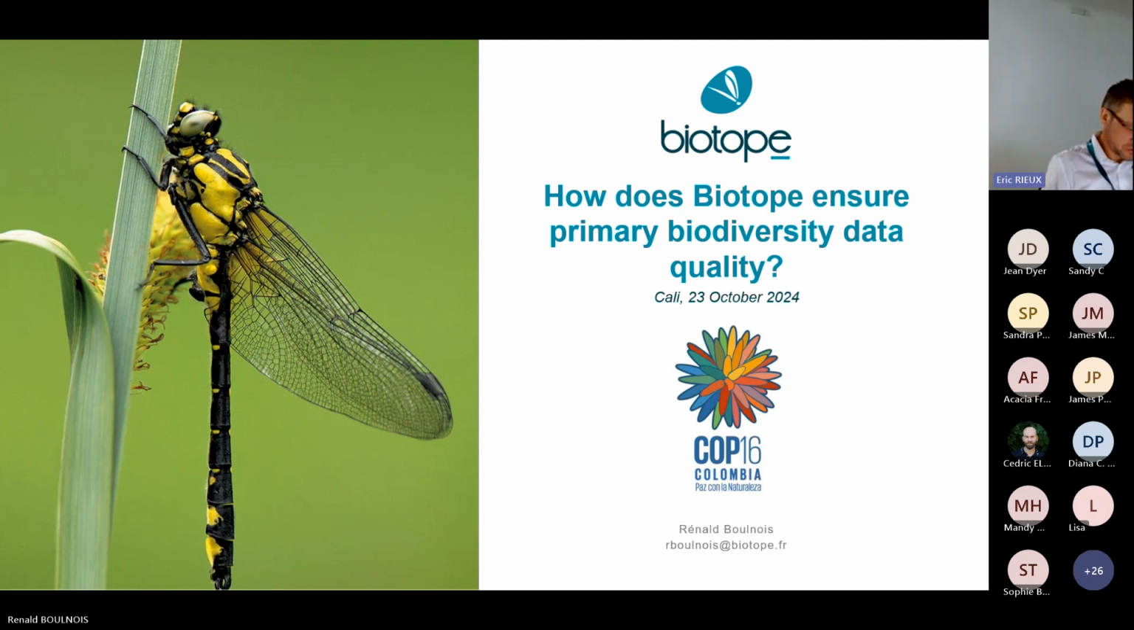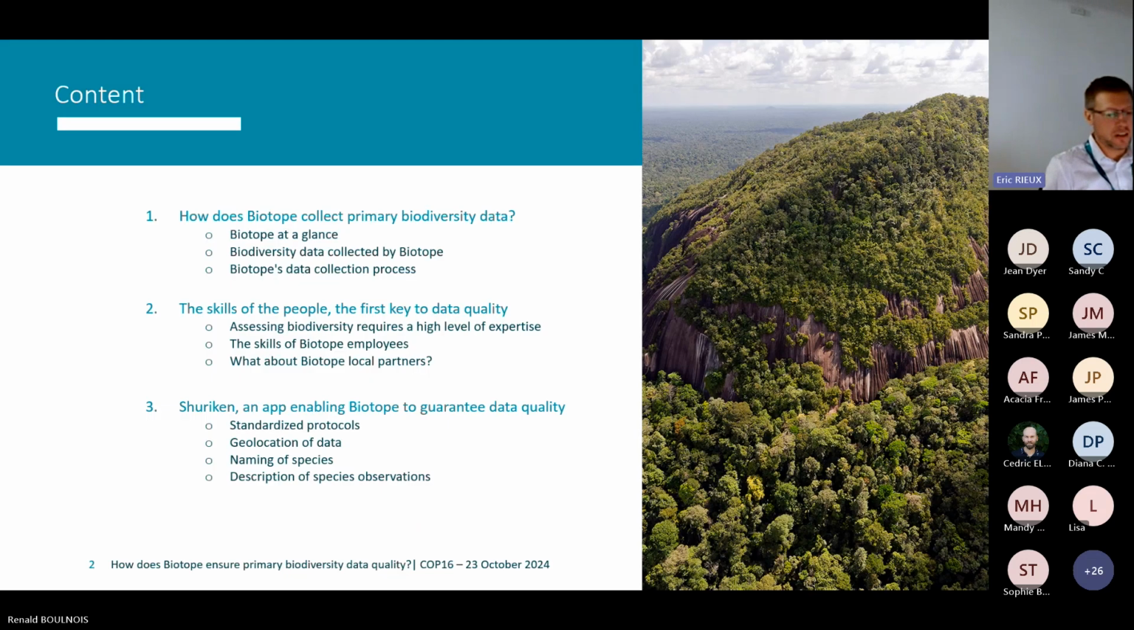This is a key issue. Collecting data is one thing. Having quality data that is useful for the purposes of its collection is very important. So my presentation will be in three main points. First, how does BIOTOPE collect primary biodiversity data? Then, the skills of the people, which is the key to data quality. And finally, a short presentation of a tool, an app developed by BIOTOPE to guarantee data quality, an app called Shuriken.